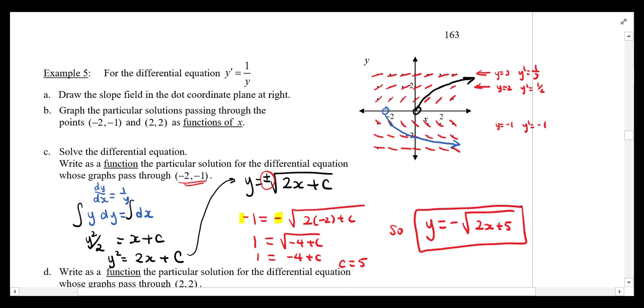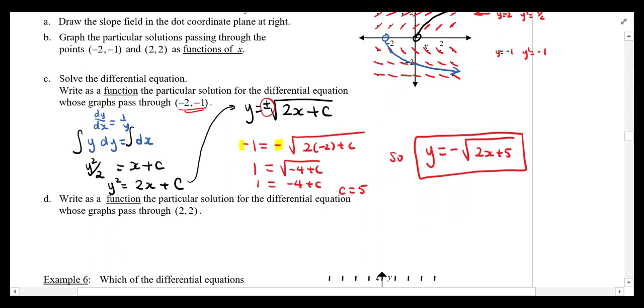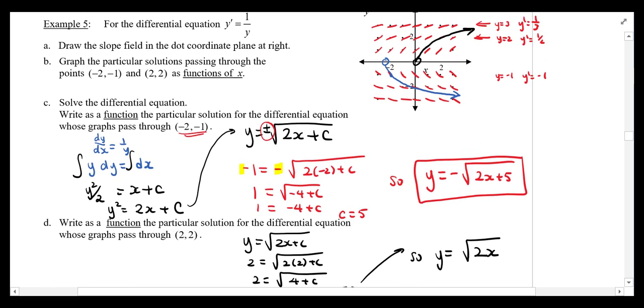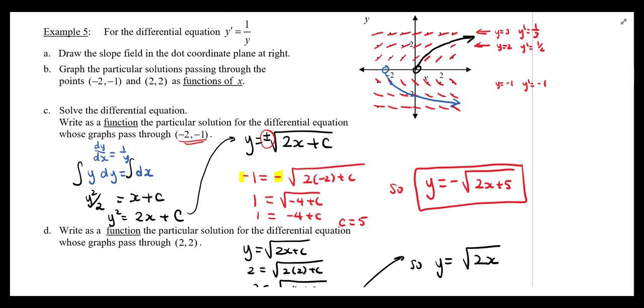Yay! And then similarly for part D, this is (2, 2). So I'm going to use the positive square root. 2 equals the square root of 2 times 2 plus c, 4 plus c. Square both sides. And c equals 0. Brilliant! Because that totally matches what my graph looks like in the slope field. See? It goes through (0, 0).